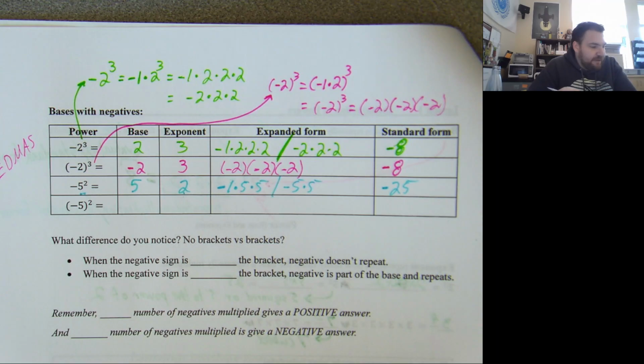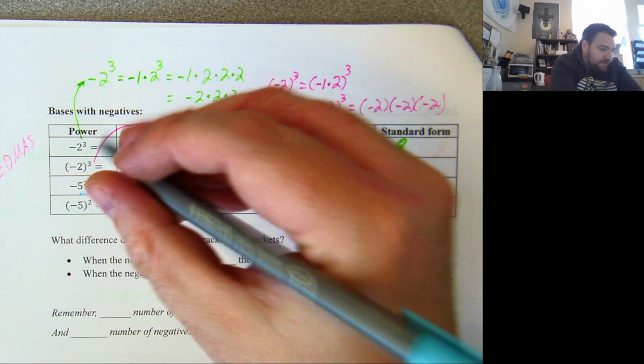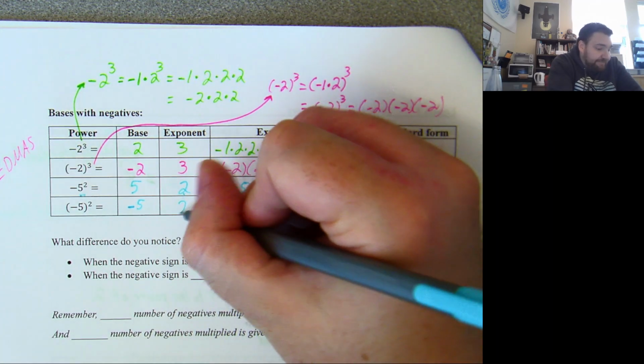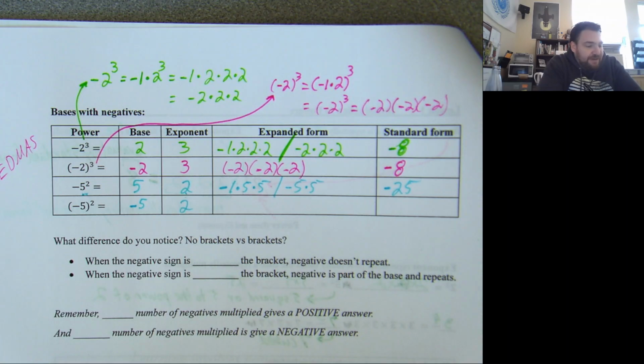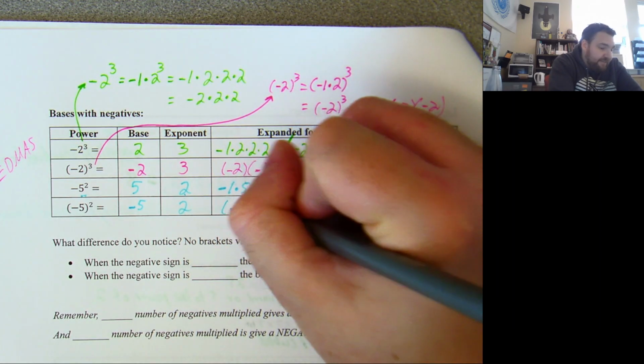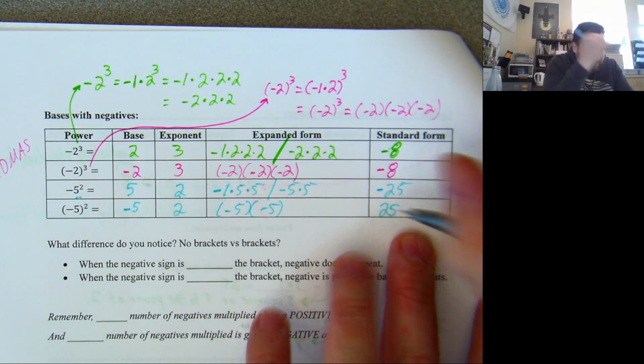So the last one. I've got negative 5. This time it's in brackets. Because it's in brackets, it's going to be considered part of the base. So I've got my negative 5 there. I'm squaring it. So how is what I'm about to write down going to be different than what I wrote down previously? Yeah, Gershon. I'm going to have negative 5 times negative 5, and in this case, it's going to give me positive 25.